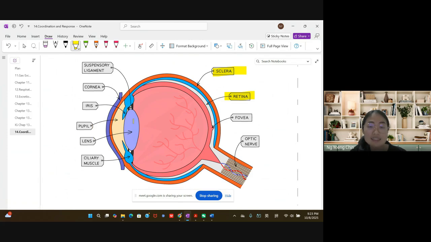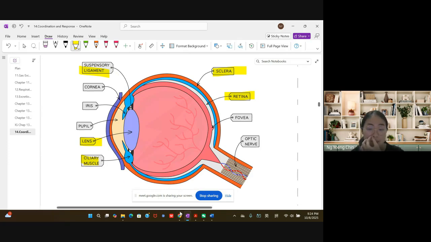Okay, the lens is connected to the ciliary muscle by the suspensory ligament. Okay, what's a ligament? A ligament is a very strong fibrous tissue. It's very, very hard to break. Ligament is just similar to a tendon. This one you learn more about in future. Okay, ligament is just something like this.